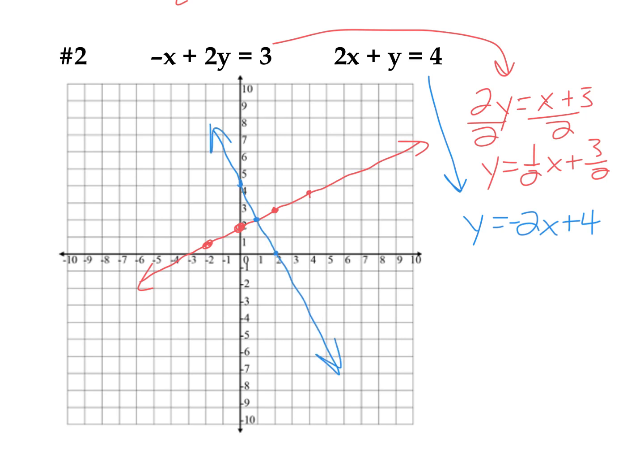I can see that I have a point right there, which would be the solution for this system. We're going to check it. We're going to plug it in.